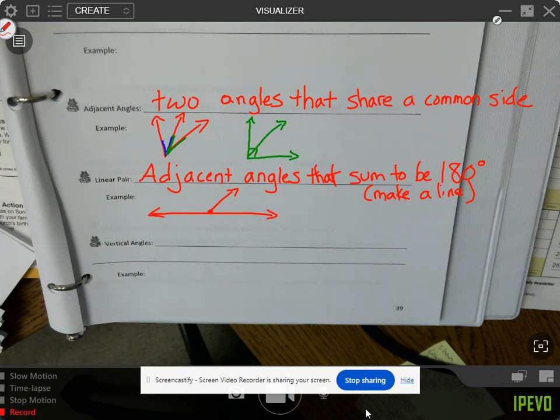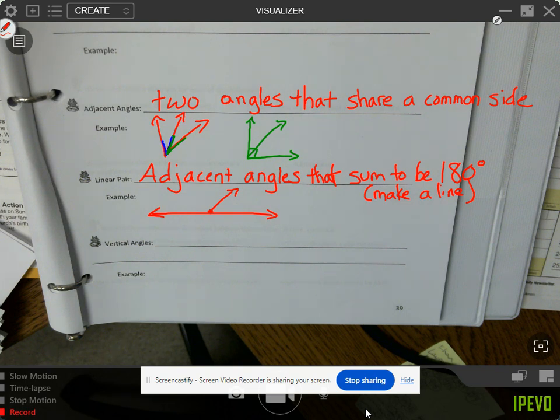So we have our straight line. Doesn't matter what the degrees are, it is a straight line. They are a linear pair because it is a linear pair of angles. So they make that straight line, linear line. So they are also supplementary because it is a straight line, which is 180 degrees. So just like adjacent can be complementary, linear pair is supplementary.